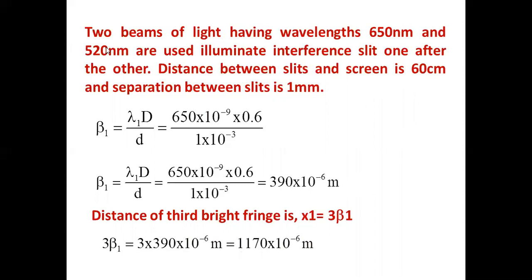Sir, what about 520? Not yet switched on. Now the second bulb is getting switched on. It is a little bit late, like a tube light. It is now getting switched on. 520. Of course, this is written in millimeter. Bring 3 places to the left, 1.17 millimeter. That you can do yourself.